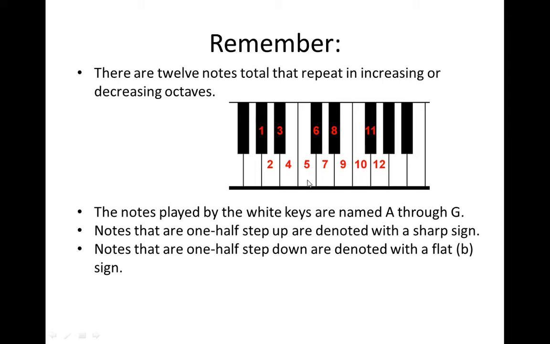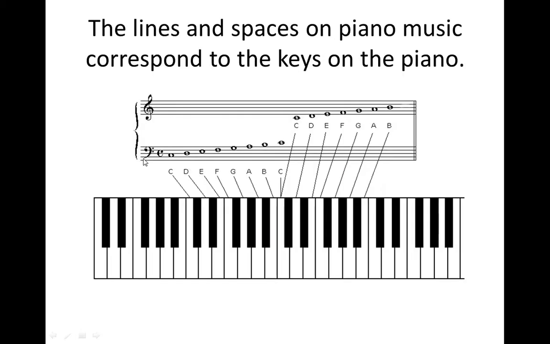When the note is a half step up, it's denoted with a sharp sign. And when it's a half step down, it's denoted with a flat sign. The lines and spaces on piano music here correspond to the keys of the piano. So somebody who reads piano music would know each one of these lines and spaces and would know the letter that that particular space or line would designate.